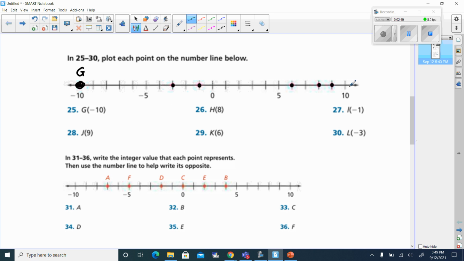And let's see, number 27 is mine. We're going to label I -1. Well, this is 0, so -1 is going to be right here, -1. Then we've got, let's see, number 29. We're going to label number 6 K. So this is 5, this would be 6. We're going to label it K.